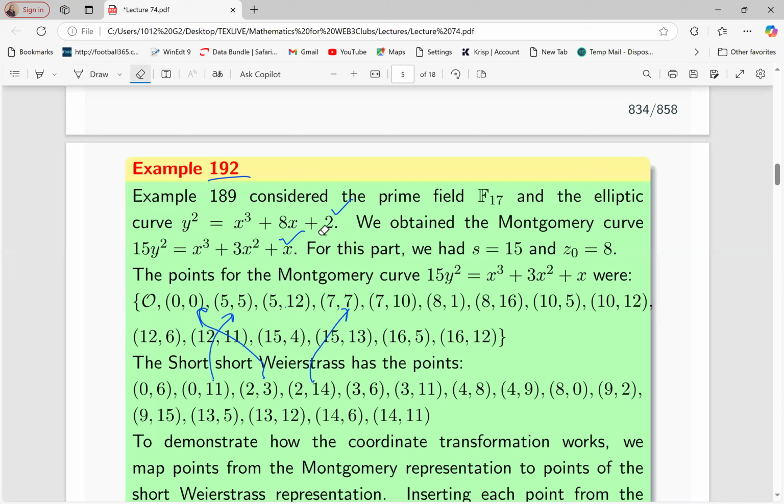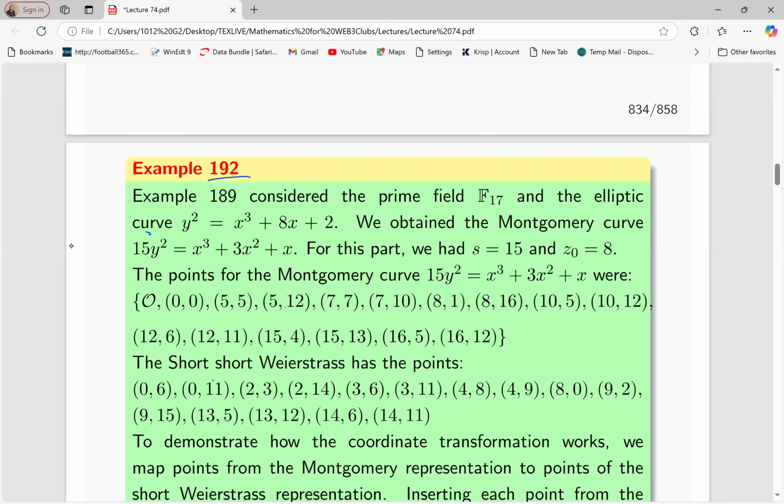Now, if you're writing your code and you want to convert from Montgomery, the only thing you have is the equation for Montgomery. You don't know the equation for the short Weierstrass. So the question is, where will this point on the Montgomery be mapped to on the short Weierstrass equation? Or what is the equivalent of this point on the short Weierstrass?